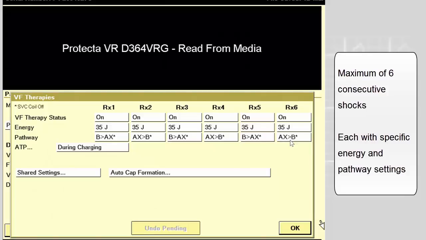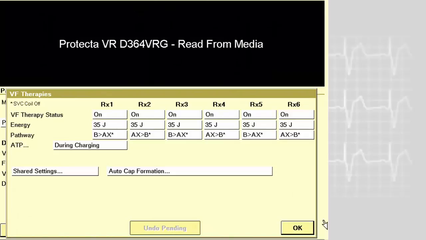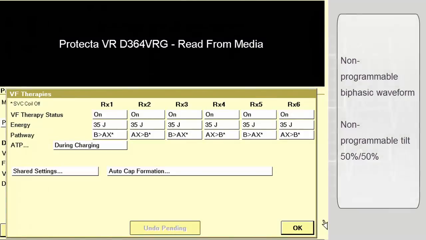The number of shocks must be limited in order to avoid a disastrous situation during the delivery of a series of inappropriate therapies. The shock waveform is not programmable in Medtronic devices. After a long history of monophasic configuration, the biphasic shock waveforms, which lower the defibrillation thresholds, have been introduced. The waveform is always biphasic and cannot be changed.